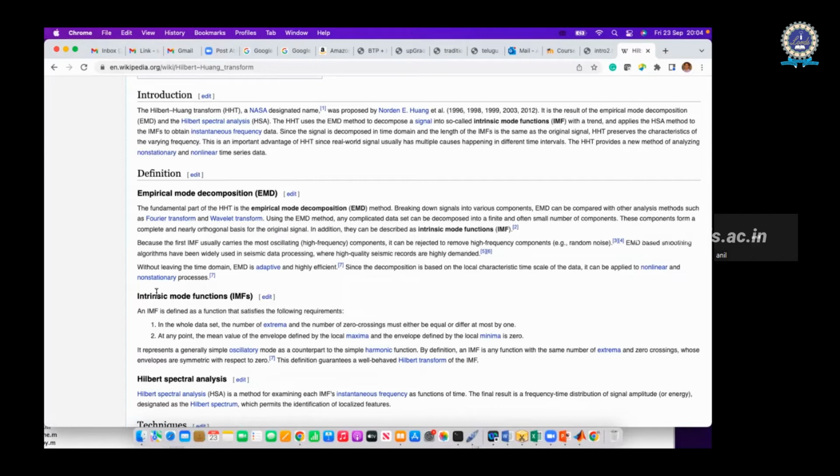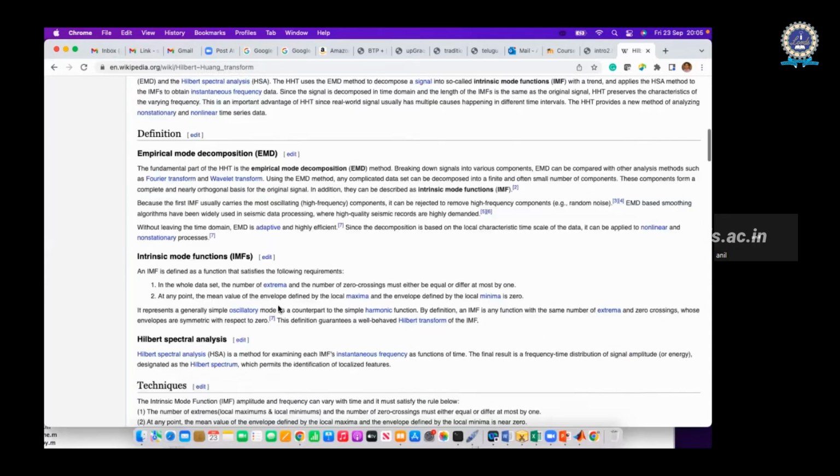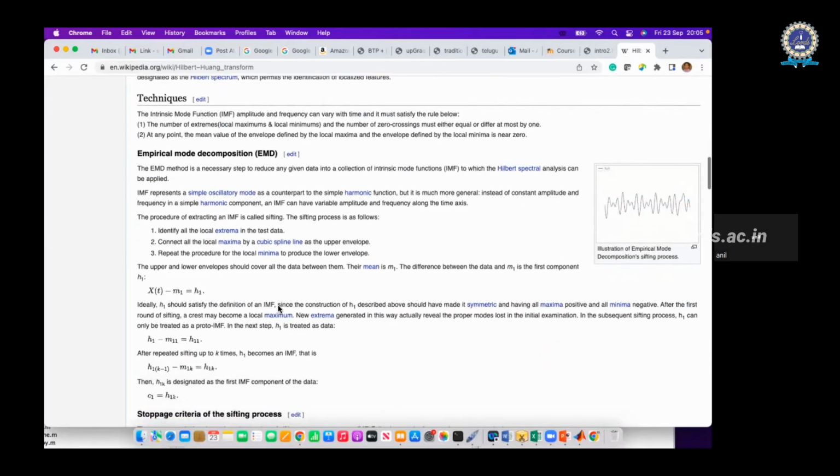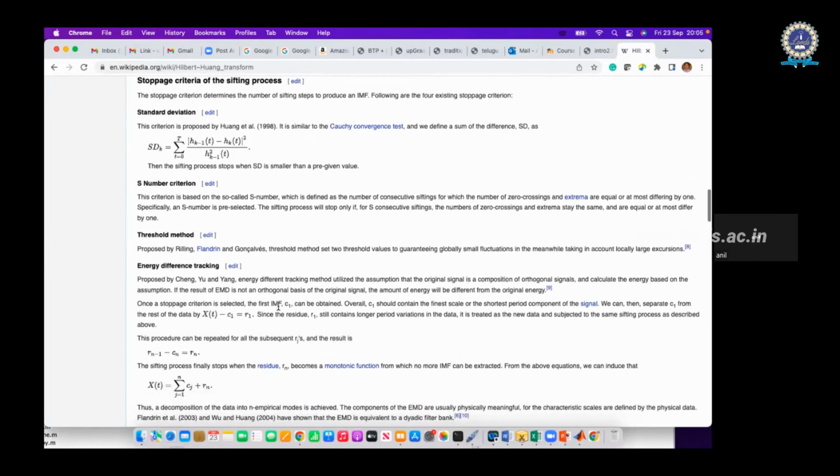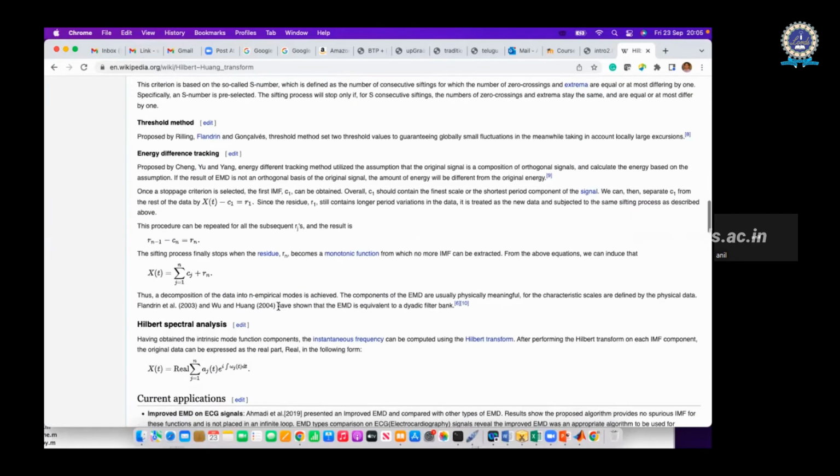IMFs means intrinsic mode functions. I have a complex signal, I will divide that signal into multiple signals, and for each signal I will apply time frequency analysis. For that time frequency analysis, they will get something called the Hilbert transform. That's why it is called the Hilbert-Huang transform.